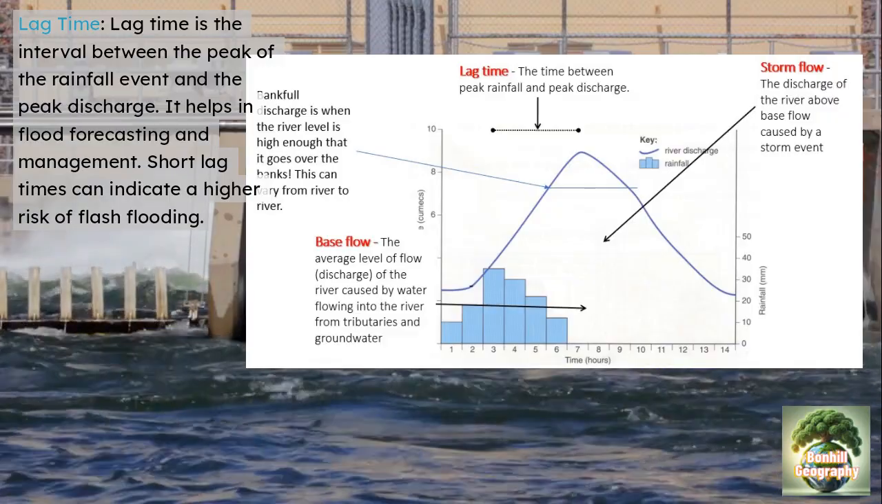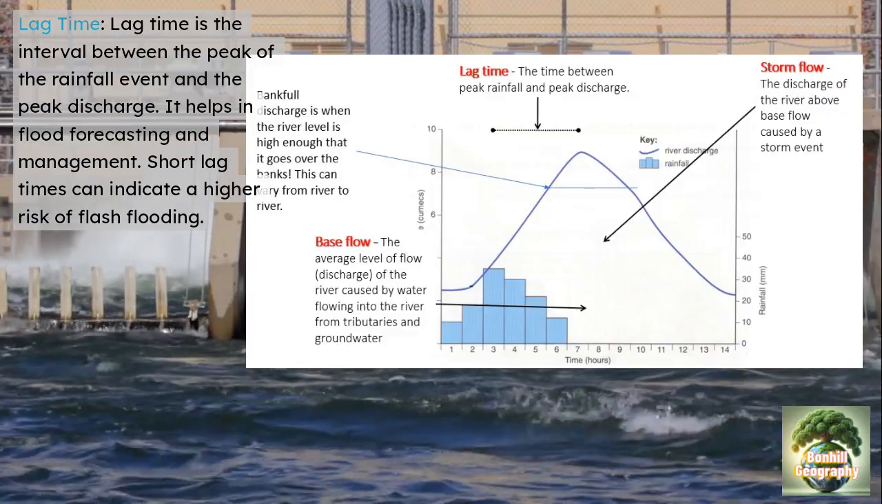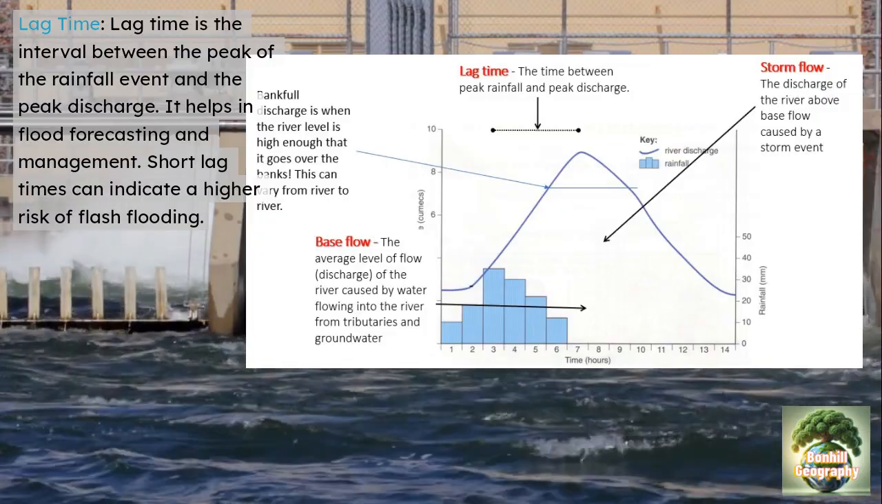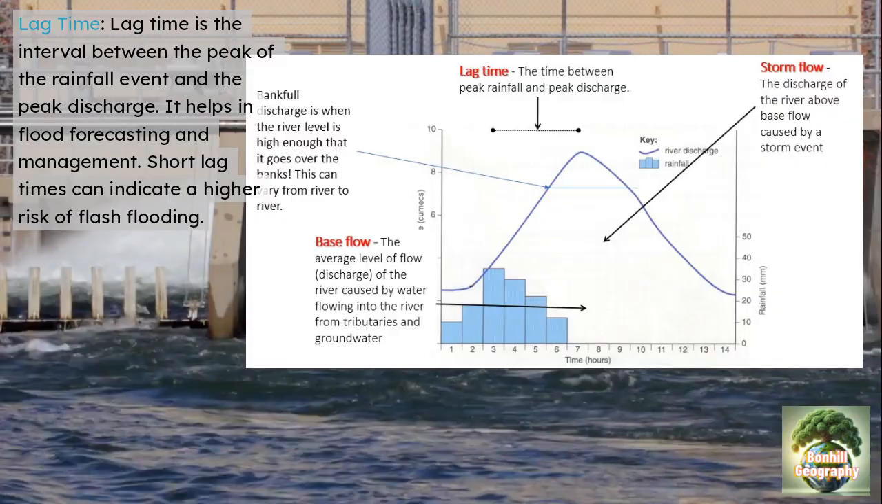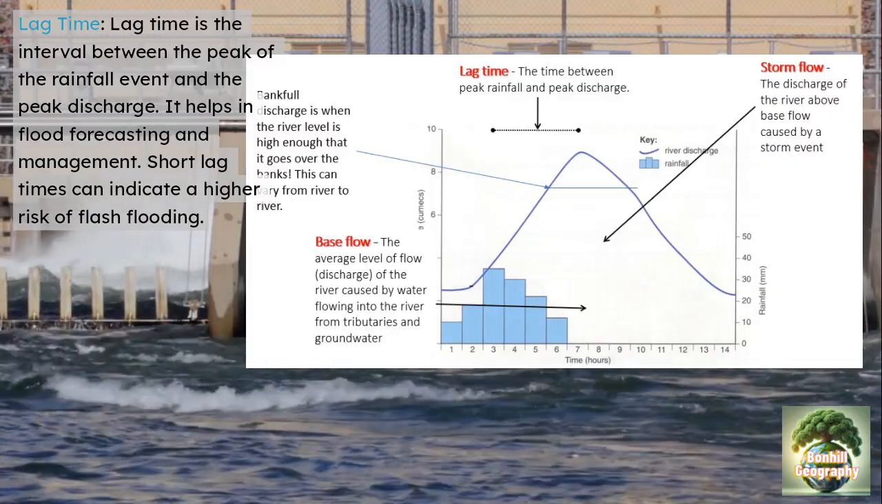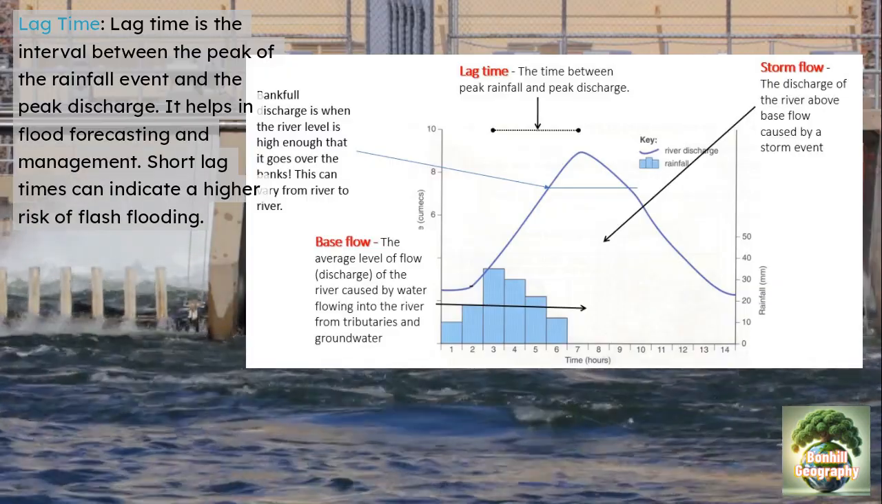Now, it helps in flood forecasting and management. Short lag times indicate a higher risk of flash flooding, hence why we call the diagram that we see here a flashy hydrograph. If the lag time is very long, we'd expect to see a lower peak discharge, meaning that there's a long lag time and less risk of flooding.